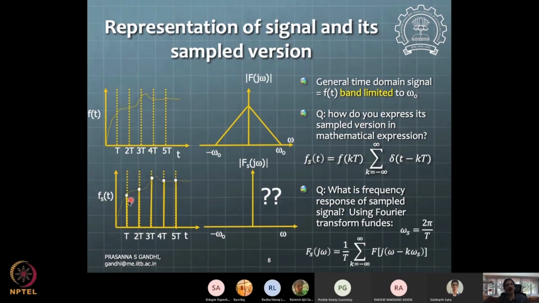Now, in a similar way, if I need to represent these multiple peaks that come as Dirac delta functions here, how can I represent them using a Fourier series? That is the way we start thinking, and we'll get some answers there.